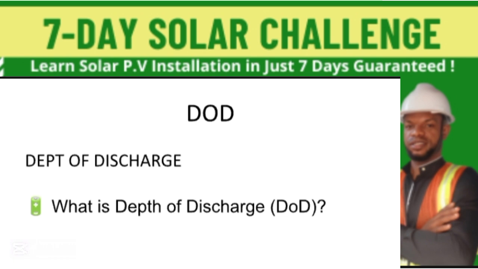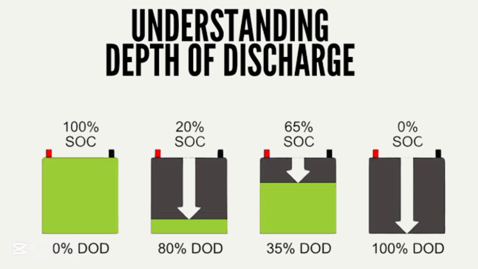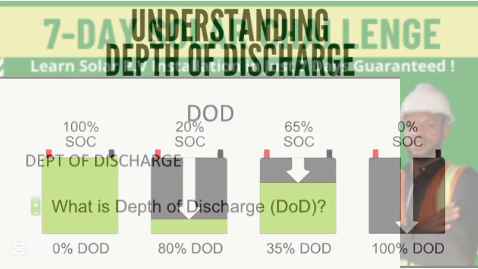So, for example, let's say you have a 100 amp battery. If you use 50 amp, the battery is at 50% depth of discharge. So for some batteries, like lithium battery, that can give up to 80%, if you use 80% of that battery's capacity, it is said that the battery has an 80% depth of discharge.